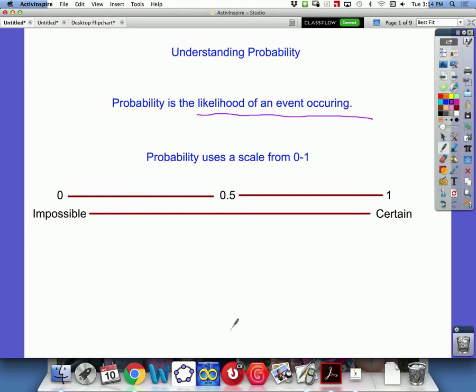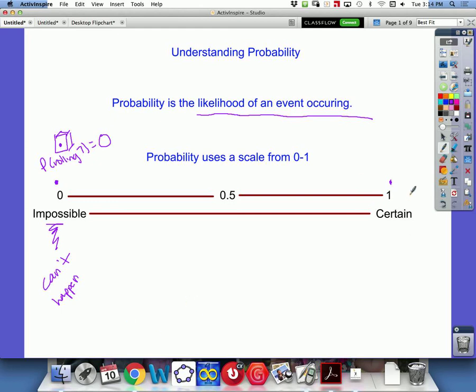So when we're talking about probability, probability uses a scale from 0 to 1. If you see a probability of 0, that means the event is impossible. It cannot happen. An example of this is if we have a 6-sided die, we know that a dice has the numbers 1 through 6. So if I want to know what's the probability of rolling a 7, we would say that probability is 0 or impossible because there is no 7 on the dice.